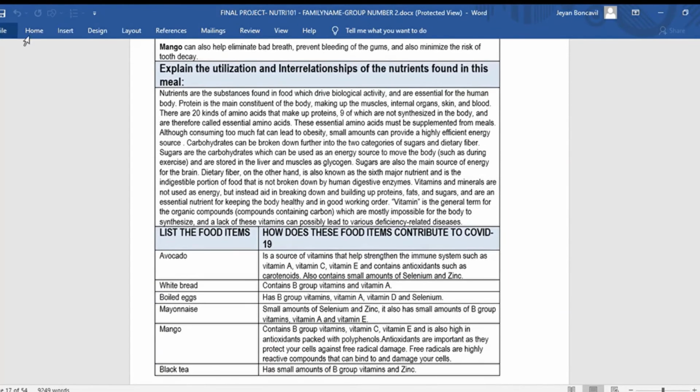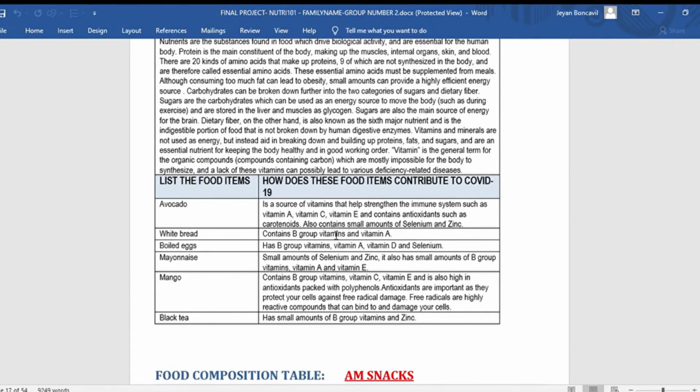So how do these food items contribute to COVID-19? The avocado is a source of vitamins that helps strengthen the immune system, such as vitamin A, vitamin C, vitamin E. It contains antioxidants such as carotenoids. It also contains small amounts of selenium and zinc. White bread contains B group vitamins and vitamin A. Boiled eggs have B group vitamins, vitamin A, vitamin D, and selenium.